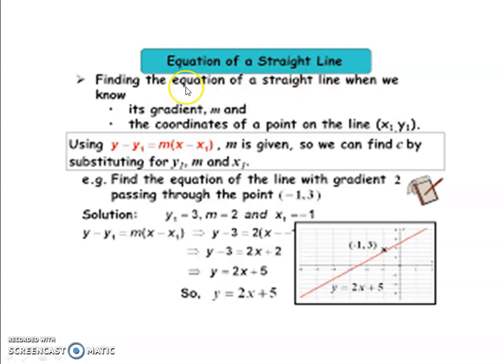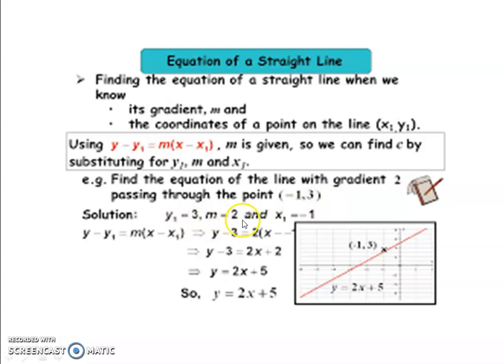Equation of a straight line. Finding the equation of a straight line when we have the gradient, meaning slope, and coordinates, that is x1 comma y1, using y minus y1 is equal to m(x minus x1). M is given, we can find c by substituting y, m and x1. Find the equation of the line with gradient 2, meaning slope 2, passing through the point (minus 1, 3), meaning x1, y1 is given.